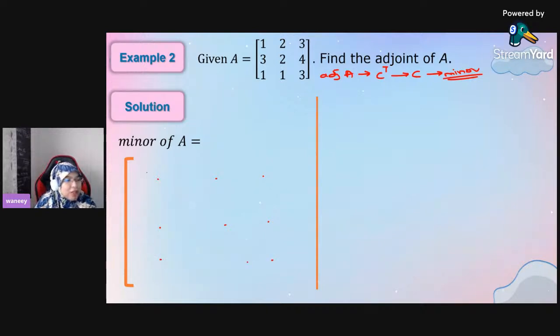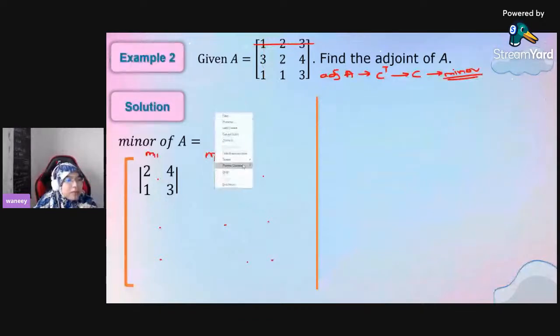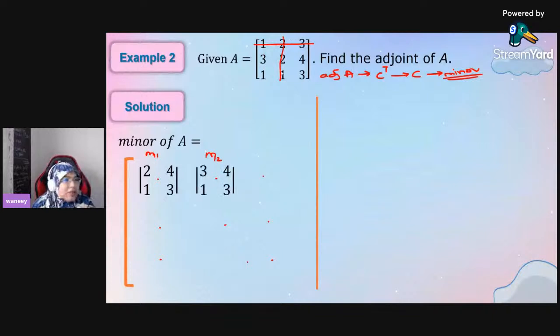The first one will be when you delete the first row and the first column. So this is M11. Deleting first row, first column, what you are going to get is 2, 4, 1, 3. So we are going to take the determinant of 2, 4, 1, 3. And then the second one, this is M12. That means we delete the first row as well as the second column. First row, second column, so they will become 3, 4, 1, 3.